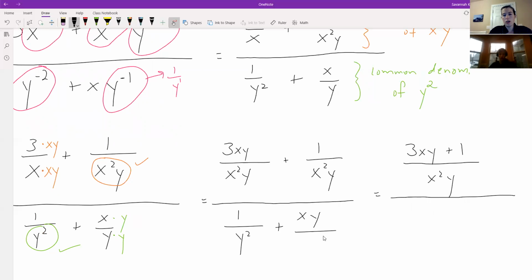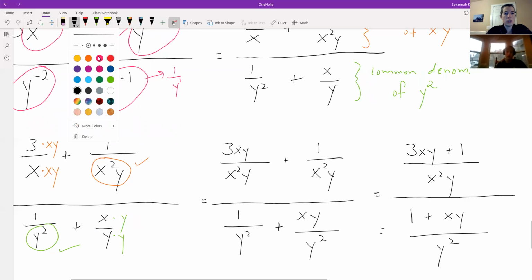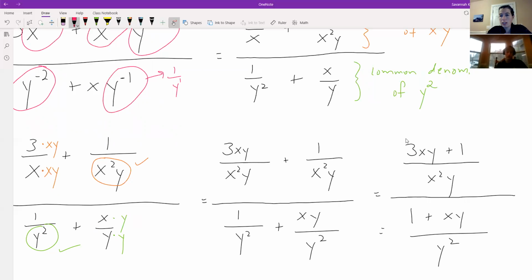You've got xy over y squared, and then finally, 1 plus xy over y squared. And as I've been doing, just out of an abundance of caution, if I see an addition or subtraction problem, I am going to enclose it in parentheses to protect it. Whatever is in there is sacred. You can't go and start ripping pieces apart.